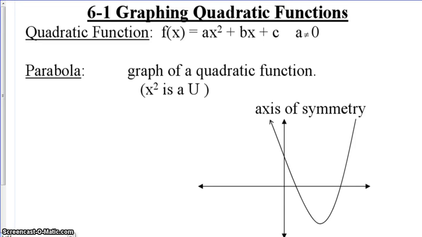Today we're going to review graphing quadratic functions. A quadratic function is a function in the form of f of x equals ax squared plus bx plus c, where your a value is not 0. Otherwise, it would not be a quadratic function. When you graph a quadratic, it forms a parabola, meaning if it's x squared, it's going to give you a U-shaped graph.